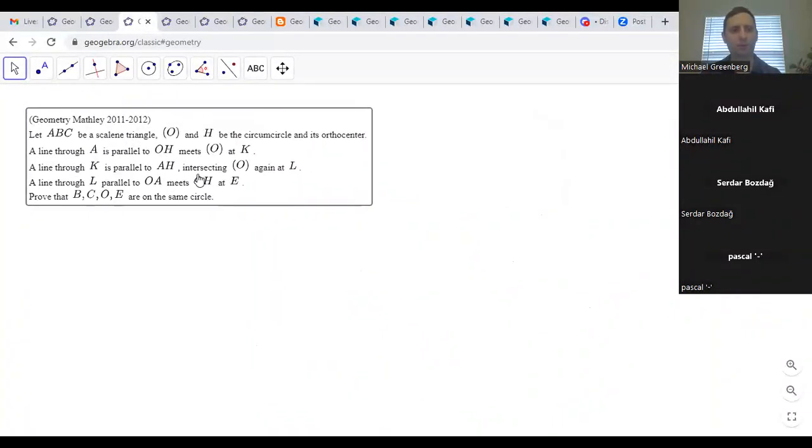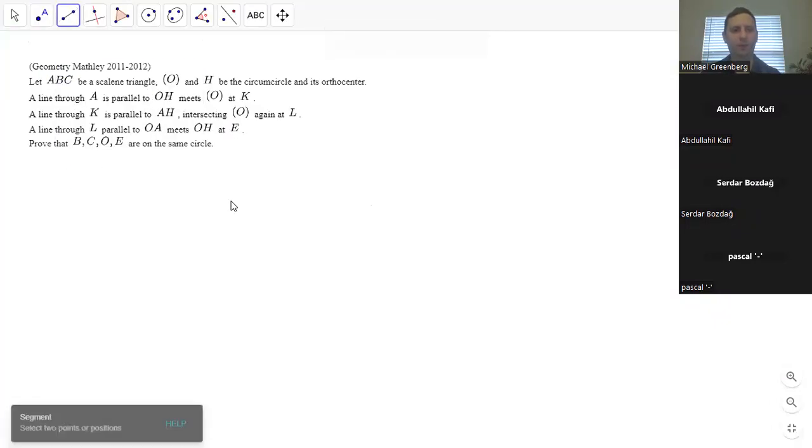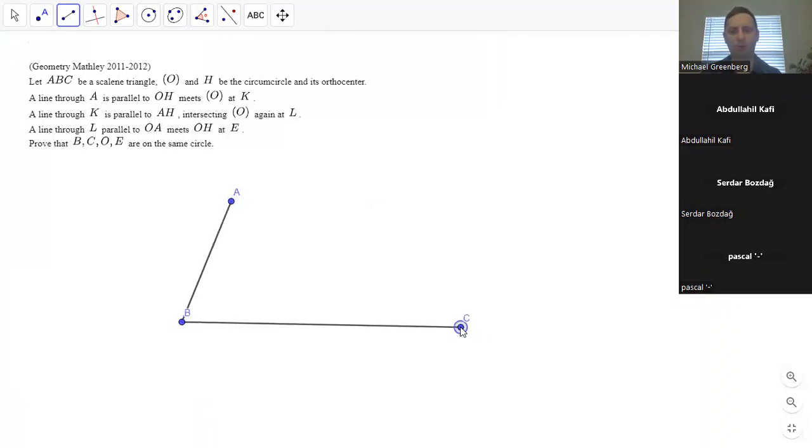It's a short one. Let's try this. So this one looks like maybe not that hard, but then after I think they get harder. So you have a triangle ABC, orthocenter O and circumcenter H.